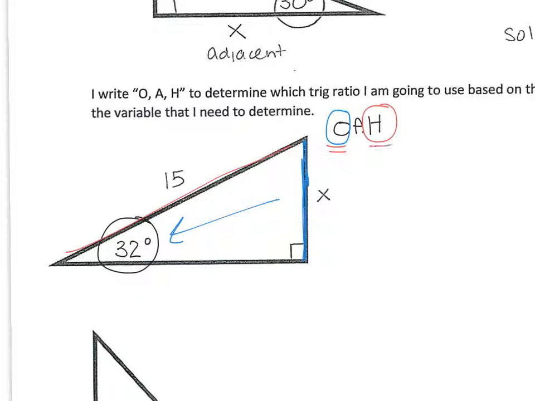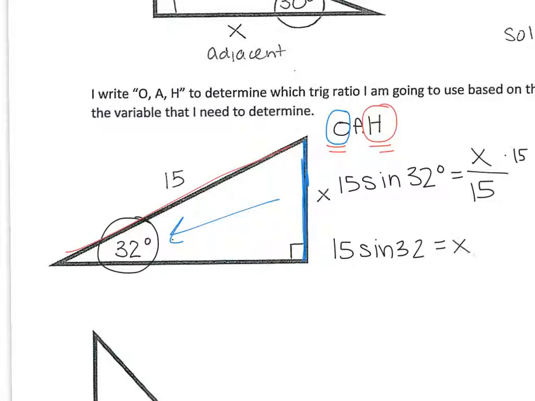So which trig function uses OH? Well, that's sine. So I'm going to use the sine ratio. So the sine of 32 degrees is equal to O divided by H. So the opposite is X, and the hypotenuse is 15. So to solve for X, what you do to get X by itself is multiply both sides by 15. So you can either write this as 15 sine of 32 equals X, or it's sine of 32, close the parentheses that come up on your calculator, times 15 equals X.